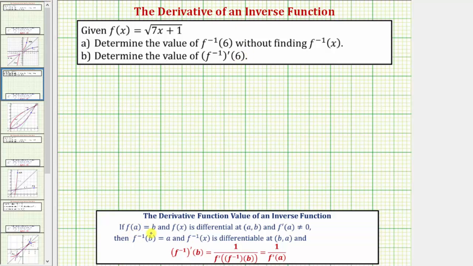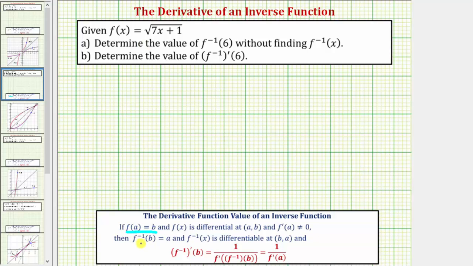If f of a equals b, and f of x is differentiable at the point a comma b, and f prime of a doesn't equal 0, then f inverse of b equals a, and f inverse of x is differentiable at the point b comma a, and the derivative of f inverse at x equals b equals 1 over f prime of f inverse of b, which also equals 1 over f prime of a, because f inverse of b equals a.